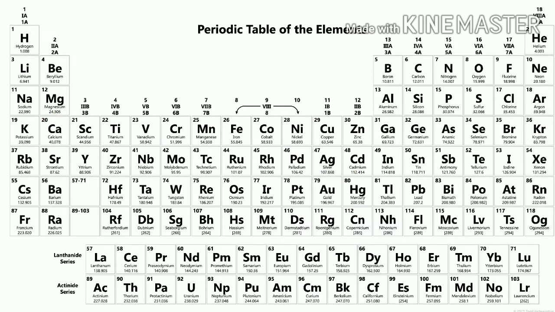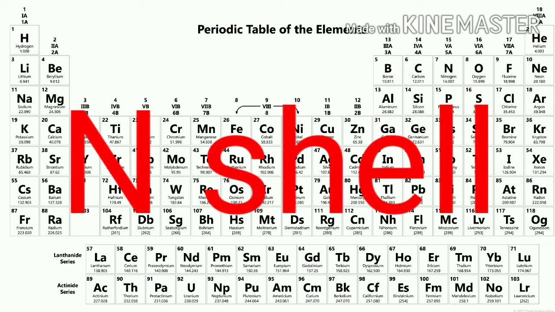This period corresponds to the fourth energy level, that is the N shell. For the N shell, the principal quantum number is equal to 4.